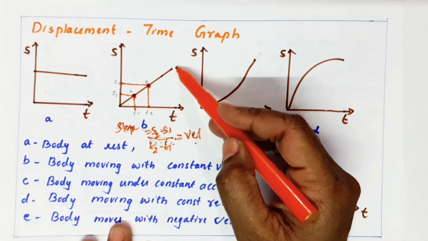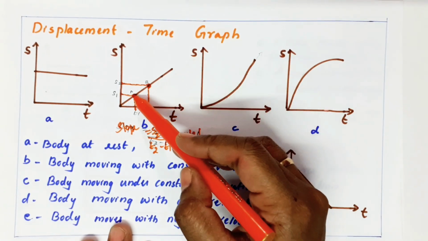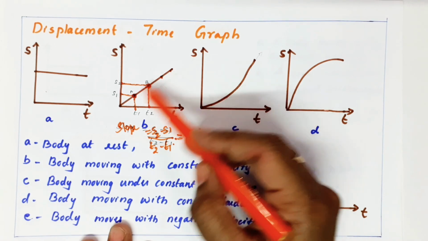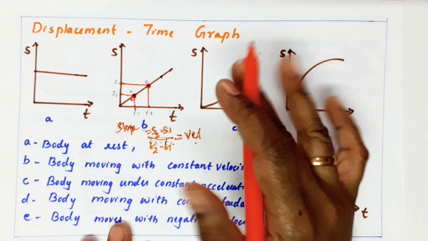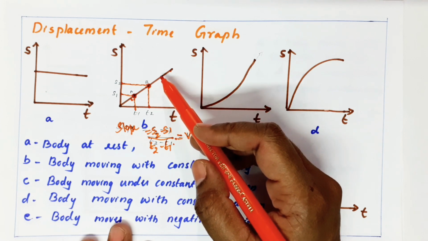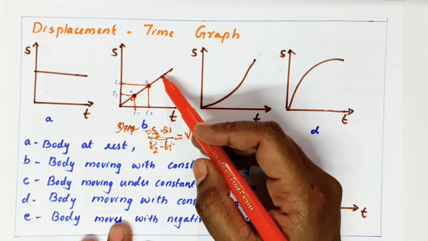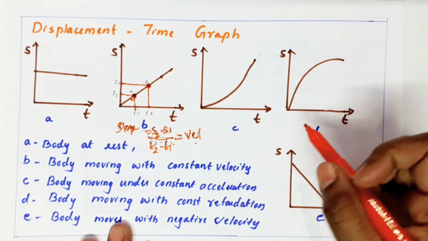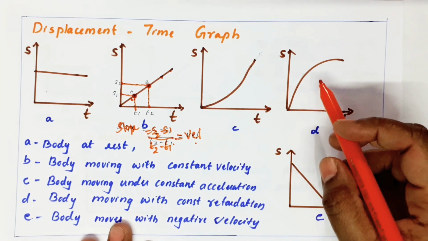If you take the slope at any point, whether these two points or another two points, any point you take on the straight line, we get only one constant value. That is called the velocity is constant, or I can tell that the body moves under constant velocity.